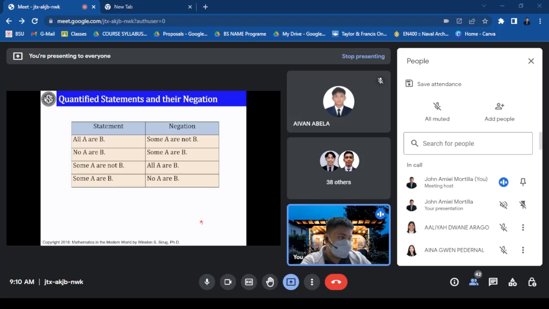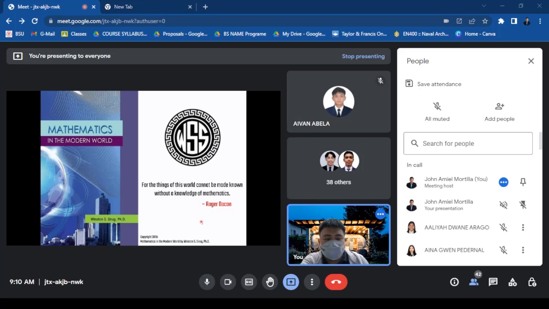Okay, so these statements, all A are B. So on negation, some A are not B. No A are B, some A are B, some A are not B. All A are B, some A are B, no A are B. So ano ba ito? Ito yung katulad ng negation kanina na pinakita natin, or yung not P. So there are also statements na pwede nating baliktarin. Okay, so this is the end of chapter 2.